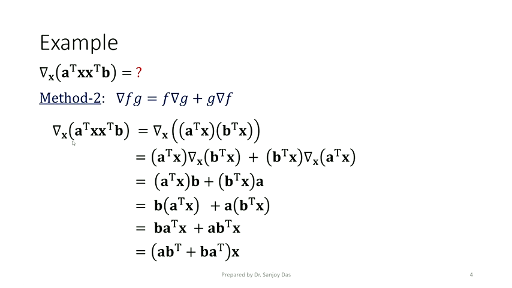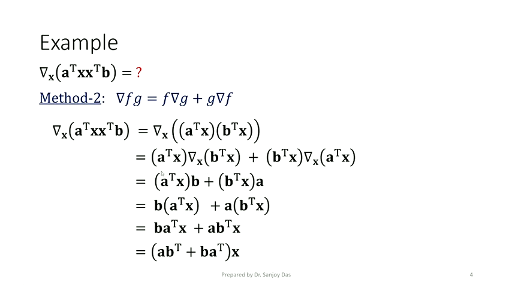So the gradient of this is del of, again as before, I group them together, A transpose X and B transpose X. And then I applied this. So both of them are scalar functions. So the first function times the gradient of the second. Remember, I said gradient because it's a vector, okay? Plus the second function times the gradient of the first.